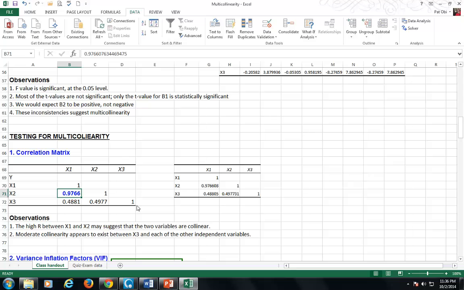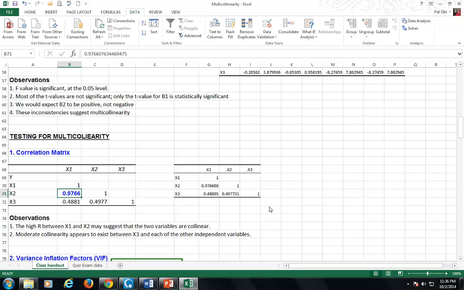I did that already. So you can see here in particular that the correlation coefficient between x1 and x2 is pretty high. Remember, the highest value of correlation coefficient is 1. So this is telling us that these two independent variables are almost perfectly positively correlated. A very high suggestion that these two variables may be collinear. There might be moderate collinearity between x1 and x3 and between x2 and x3, but for sure we know that something fishy is going on between x1 and x2.